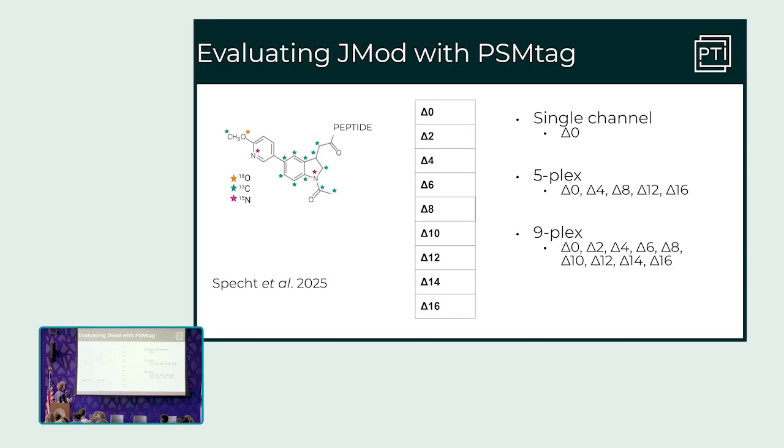So we started evaluating it with PSN tag. As you saw before, this is PSN tag here on the left. And all the dopable sites, you can see where ions or isotopes can be added. And that gives us these 9 possible configurations of the tag. And so the evaluation we can do is look at this in the context of a single channel, if we only treat a sample using just the delta 0, the base tag. Or we can set up this 5-plex example.